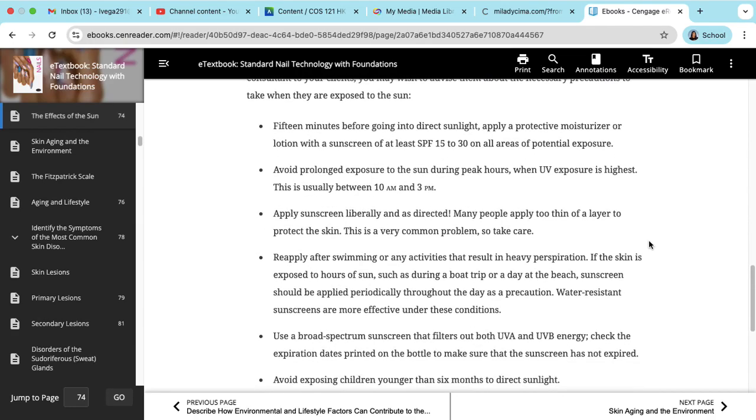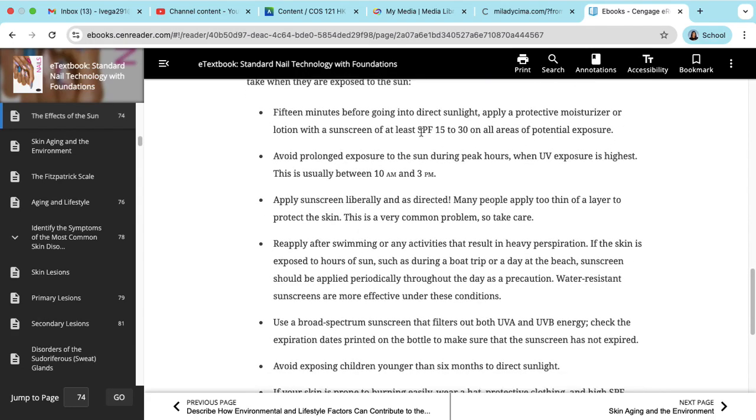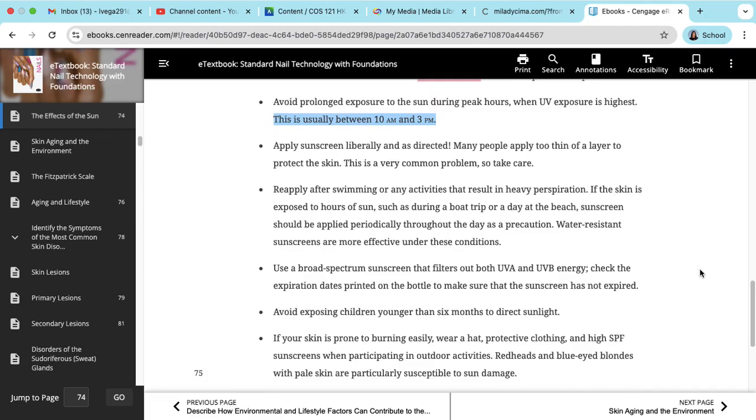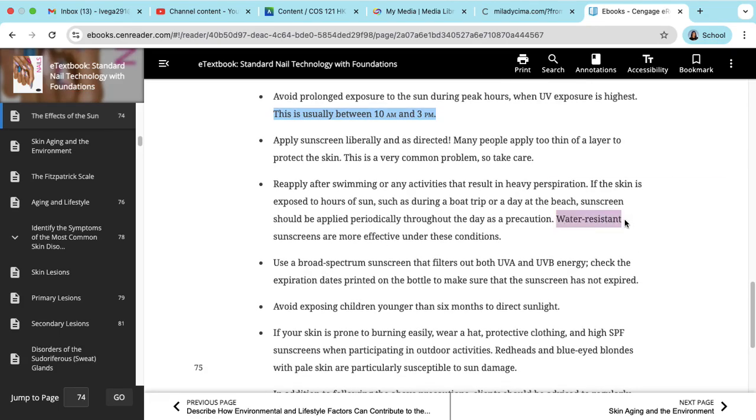Here are some precautions. We have to use sun protection from 15 to 30. We cannot go out in the sun from 10 to 3 because that's when the highest UV rates are. We have to apply sunscreen as many times as needed. It will have to be water resistant if we're going to go in the water.